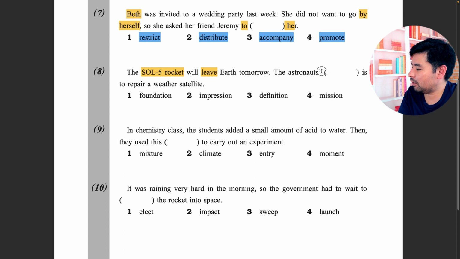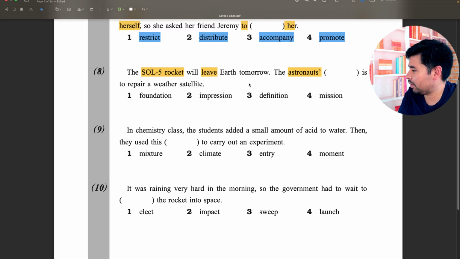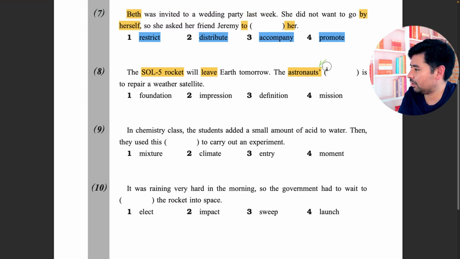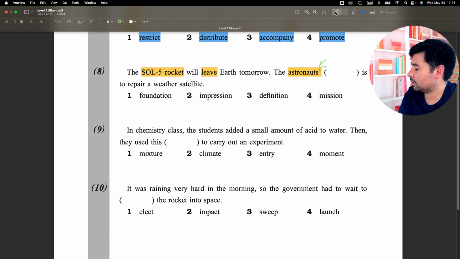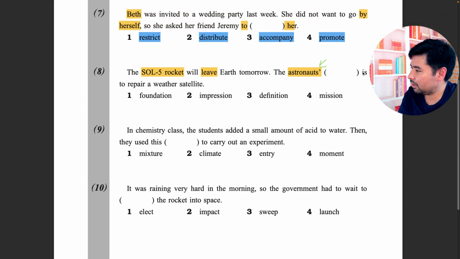So the astronauts, be careful here because we have an apostrophe here. Okay, so can you see that? There is an apostrophe, so be careful with that. It means something, right? And something here is to repair. Another good word here, repair a weather satellite. Weather satellite, one word needs another one. It's a weather satellite, a specific type of satellite.